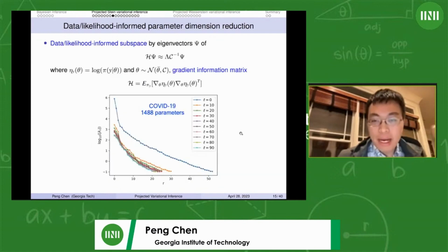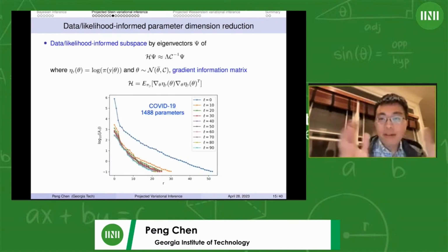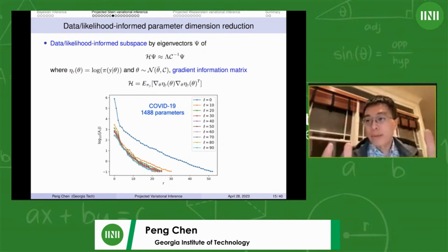So now the problem becomes: how do you find such a subspace? Then you can project the parameter into this subspace, which is informed by the data. You only care about this subspace for the update of these particles from the prior to the posterior distribution.